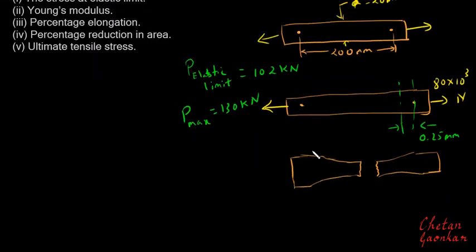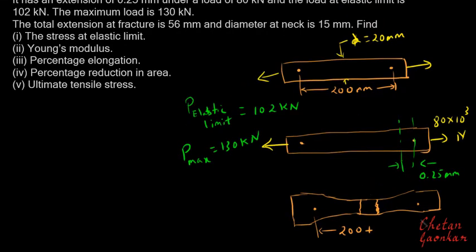After the fracture takes place, what does the length become now? It was originally 200, right? But after fracture it will become 200 plus 56, which will be 256 mm. So this is the length at fracture.